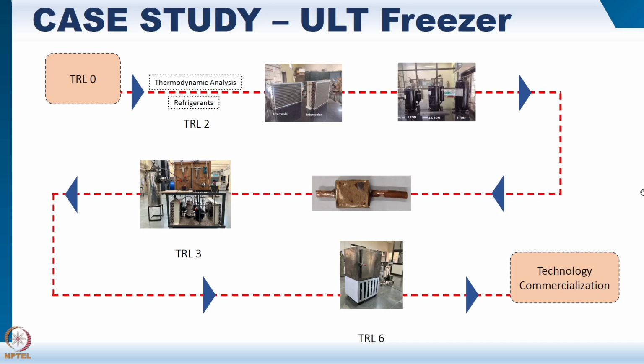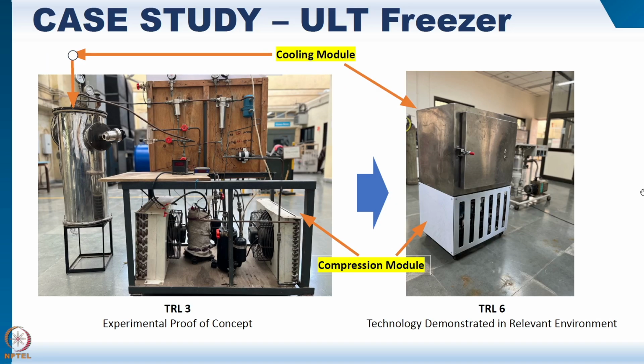So what you see right now is the TRL 3, which was developed in our laboratory, and that was his PhD work, to reach very low temperatures. With these studies, he actually reached a very low temperature of minus 200 degrees centigrade in the laboratory atmosphere. But the commercial requirement is only minus 100 degrees centigrade.